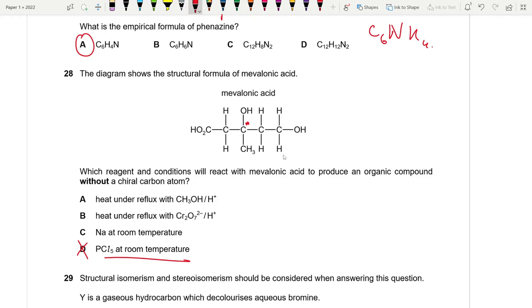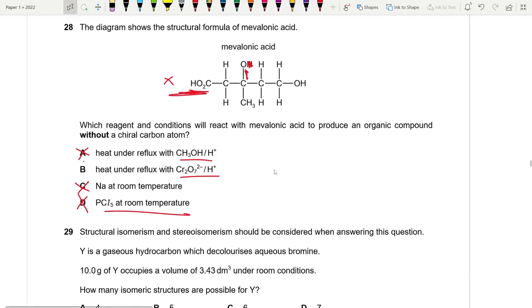Na at room temperature isn't right because if you add sodium, it's basically going to turn into O minus Na plus. It would still be chiral. So sodium isn't the correct answer either. Heat under reflux with potassium dichromate. A is wrong because it would form an ester over here. That doesn't help. But heating this would convert this to a ketone. So yeah, that's that. It's no longer chiral.